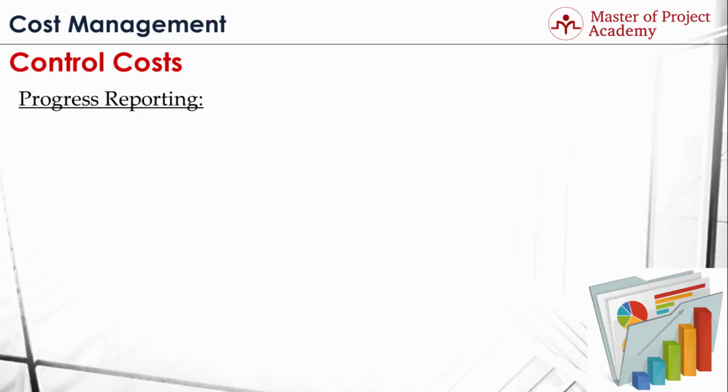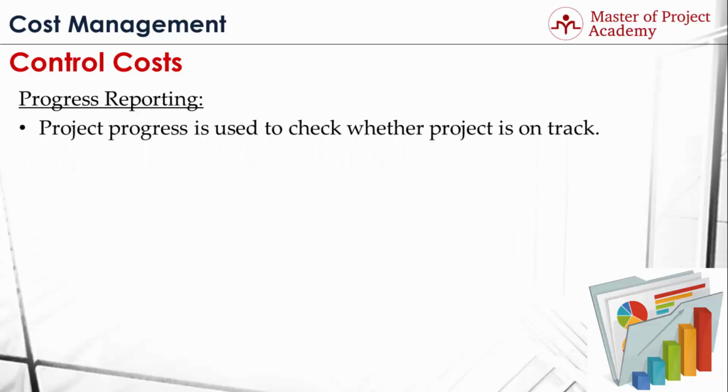Progress reporting is a critical activity that every project manager does throughout the project. You need to inform relevant stakeholders about the progress of your project. Project progress is used to check whether the project is on track. And when you check your project progress, if there are things going wrong, for example, if your project is behind schedule or over budget, you have to take corrective action in order to get back on track.